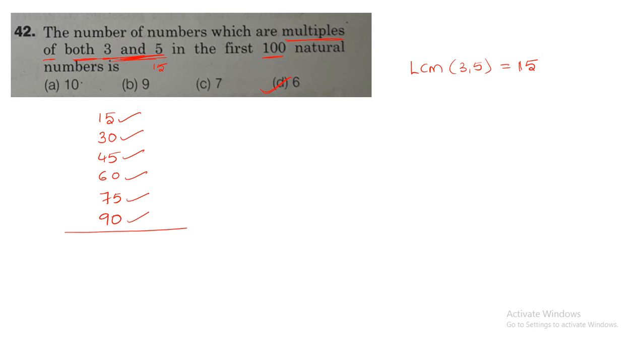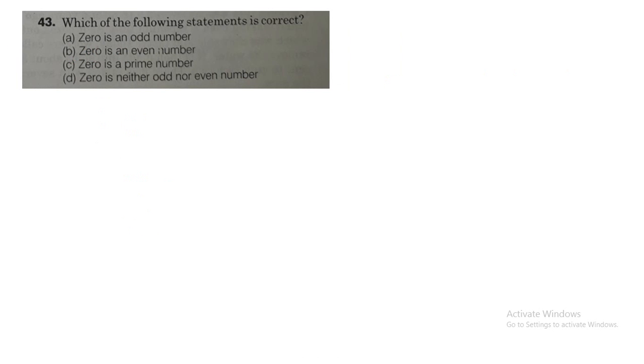Right. Next, moving on to the third question. Which of the following statements is correct? 0 is an odd number. Can you say 0 is an odd number? Odd number means when you divide with 2, 1 should be the remainder, but we won't get that. 0 is an even number, 0 is a prime number, 0 is neither odd nor even number. So what we can say here? 0 is an even number because when you divide with 2, it gives the remainder as 0.